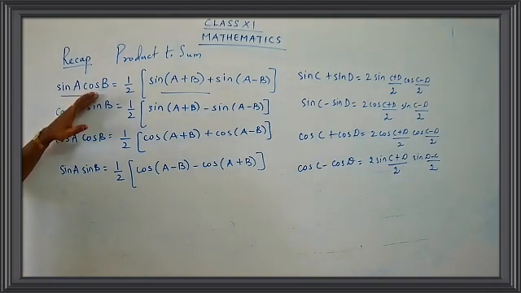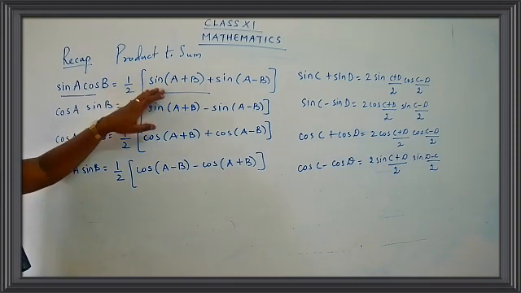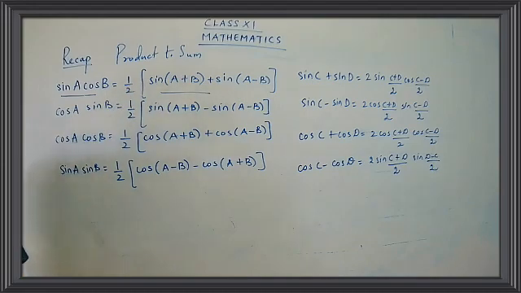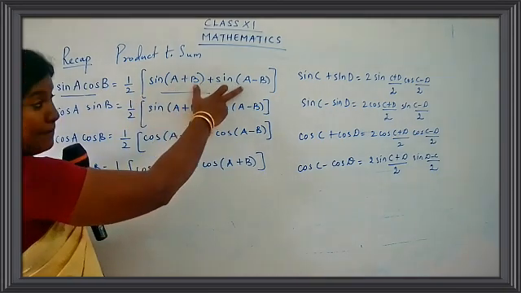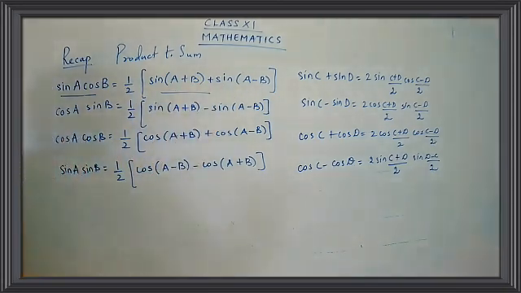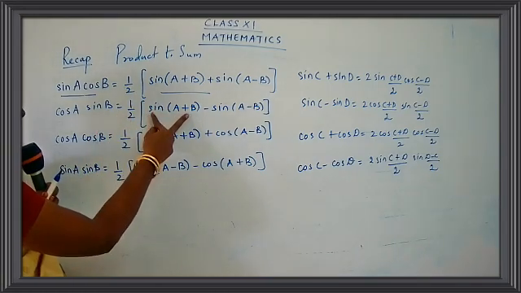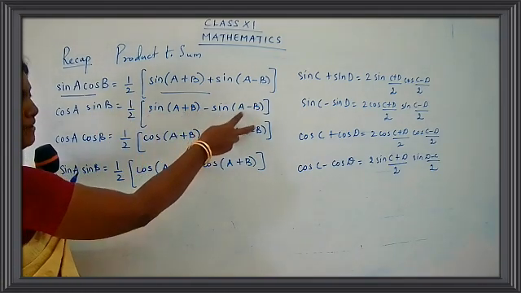Sin A cos B. So what is the formula for sin A cos B? It's half of sin A plus B plus sin A minus B. What is the formula for cos A sin B? It is half of sin A plus B minus sin A minus B.